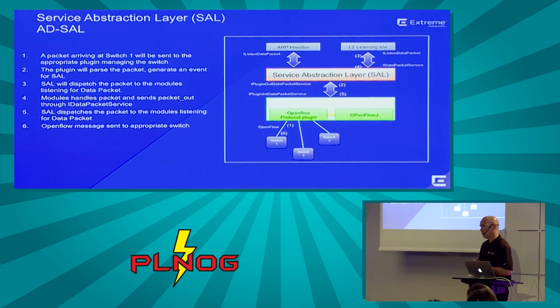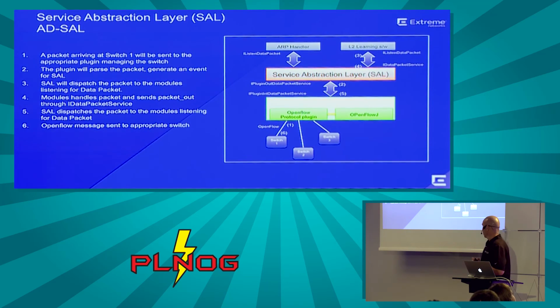This is giving you a high-level example of OpenFlow together with the ADSL. It's pretty straightforward. So you have a packet coming in here. You talk to your OpenFlow protocol plugin here. And that would then initiate the call up to your service abstraction layer, which would then basically talk to any of the modules handling that one. And then you would go down through the service abstraction layer and push out basically your flow through your OpenFlow protocol plugin here. It's no rocket science, it's pretty straightforward.